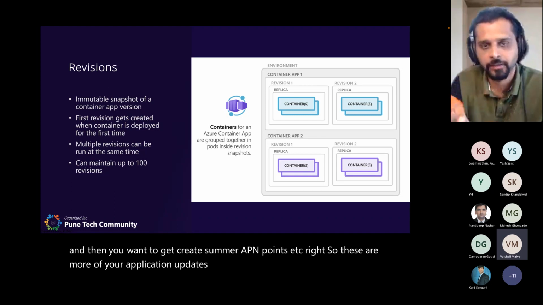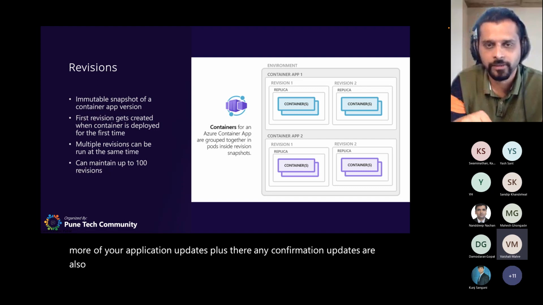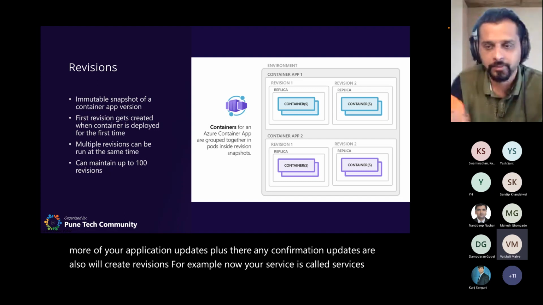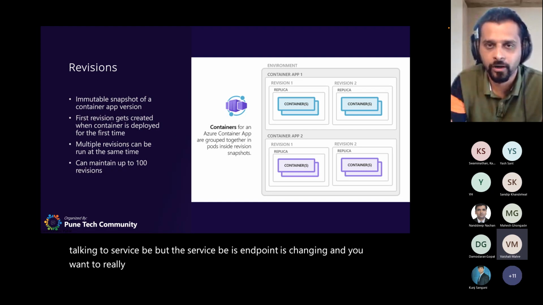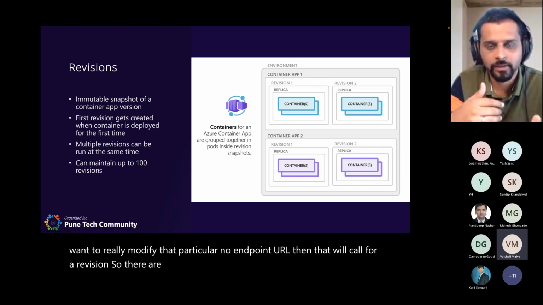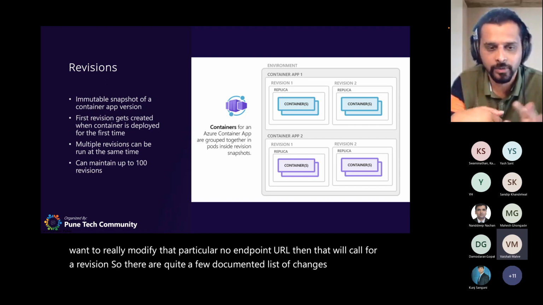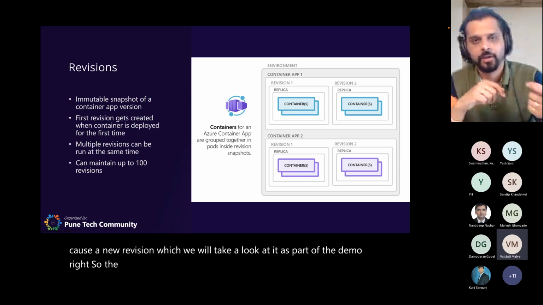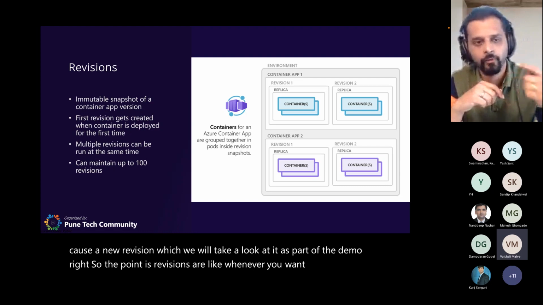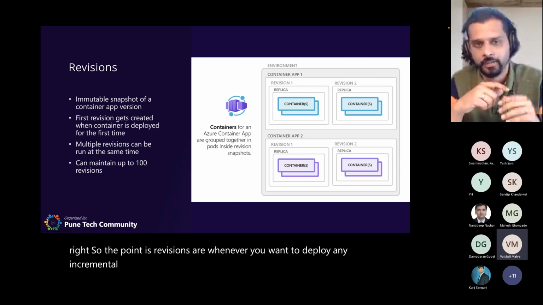Plus, any configuration updates will also create revisions. For example, service A is talking to service B, but service B's endpoint is changing and you want to modify that endpoint URL. That will call for a revision. There is a documented list of changes that will cause a new revision, which we'll take a look at as part of the demo. The point is, whenever you want to deploy any incremental version of your application, it's called a revision.